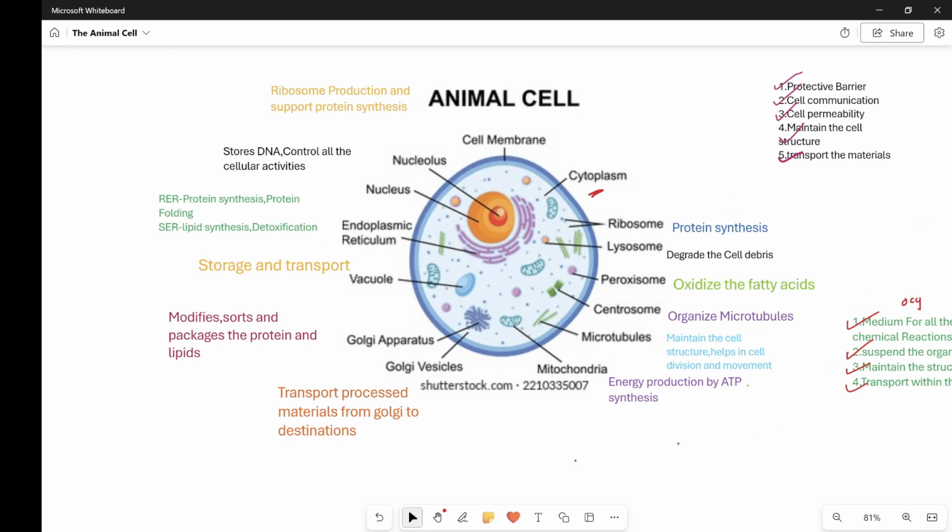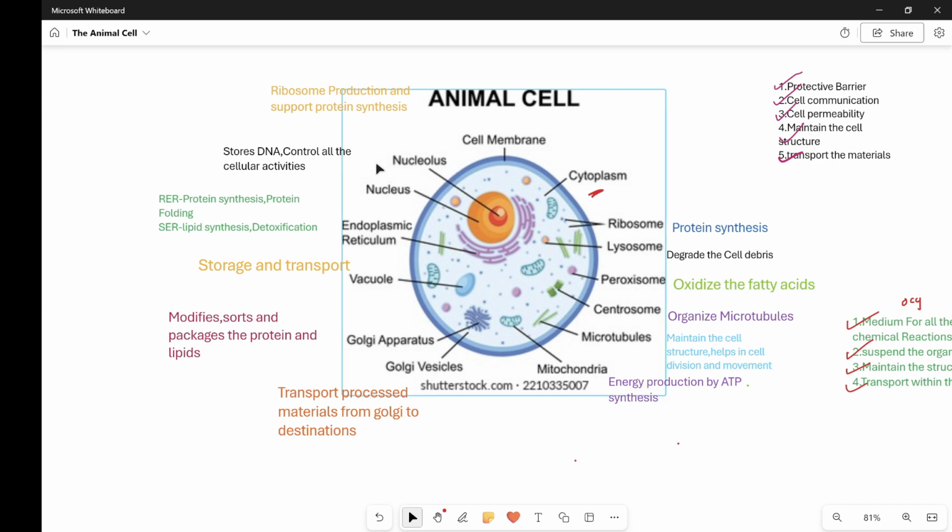The last three elements are the ER, nucleus and nucleolus. There are two kinds of ER, RER and SER. The main difference between these two is that ribosomes are present on the RER but not on the SER. The main roles of the RER are protein synthesis and protein folding. The main roles of the SER are lipid synthesis and detoxification.